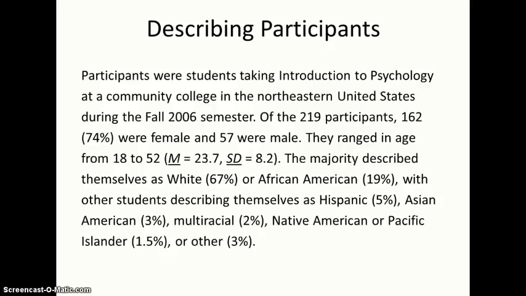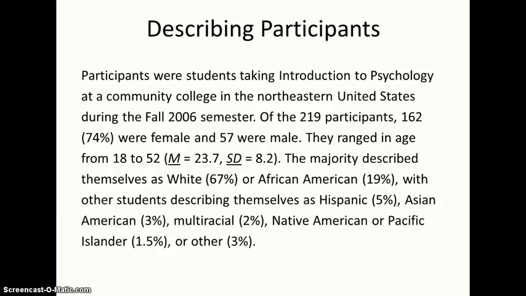So here's an example. This is a paragraph that I actually copied from my dissertation. And you can see that I have a lot of information in this explanation. I'm telling you what course the students took, where the school was, what year, how many were men, specific information about the racial and ethnic breakdown.